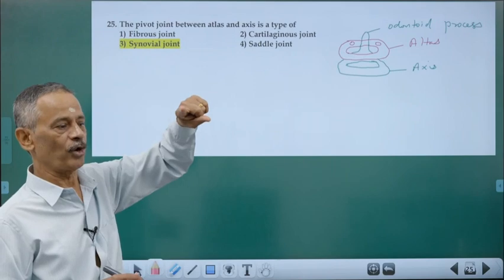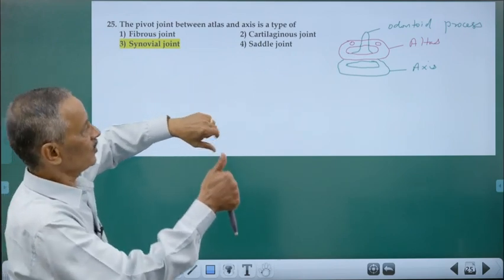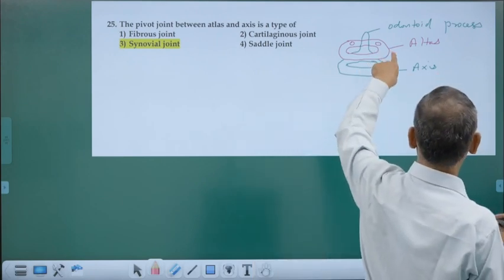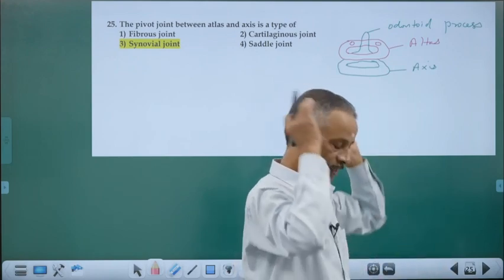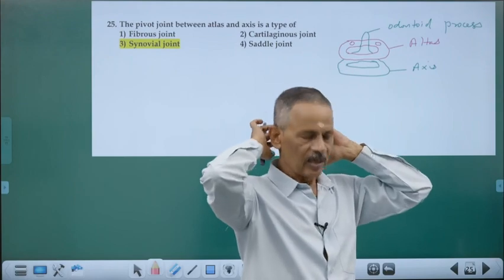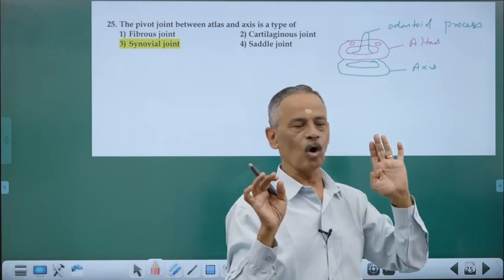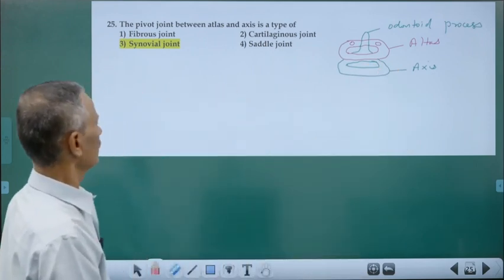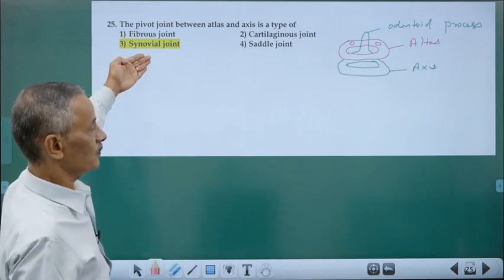The pivot joint between atlas and axis. This is the pivot joint. A stump, the odontoid process, arises from the second vertebra, the axis, and the atlas. The atlas has two facets to which the occipital condyles fit. That site of attachment is responsible for the nodding movement, and the no movement is because of the pivot joint between atlas and axis.